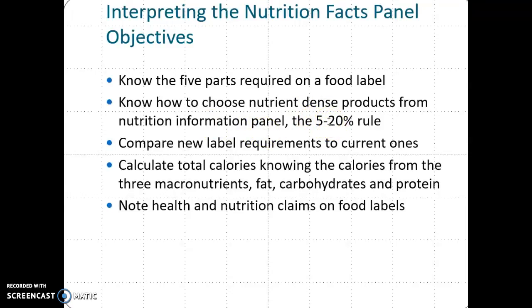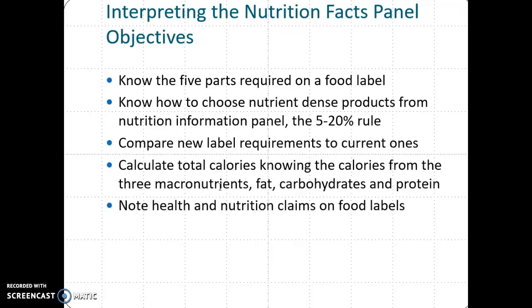It can get complicated, the labels. So we talk about the daily value, the percent of daily value, and that's this 520. We'll show you that on the label. We'll compare the new label requirements. So I think starting actually next week, there's some new label requirements that are going to be on labels, nutrition information labels. Then we'll figure how to calculate the percent of the macronutrients, fat, carbs, and protein.